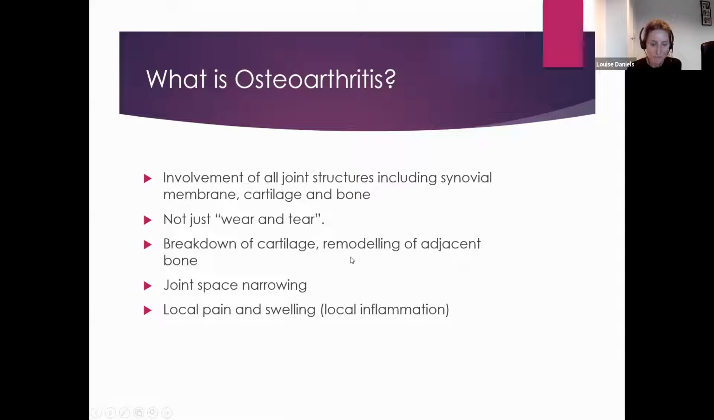The joint space becomes narrowed. You end up with these extra bony outgrowths, bone rubbing on bone, and then localized inflammation, which results in pain and swelling in the joint.